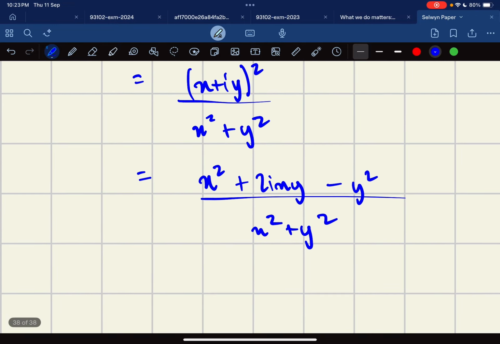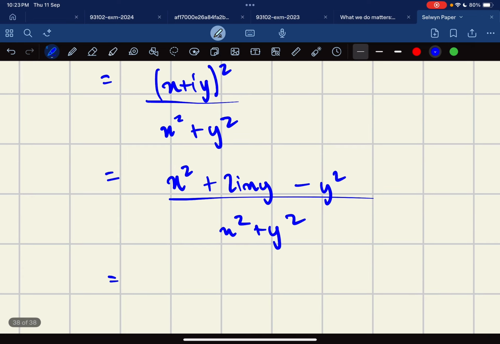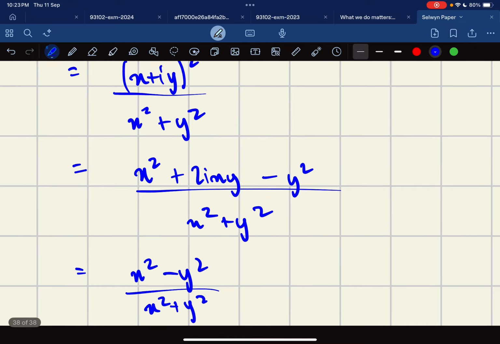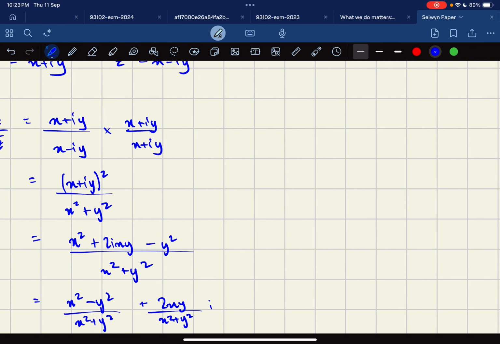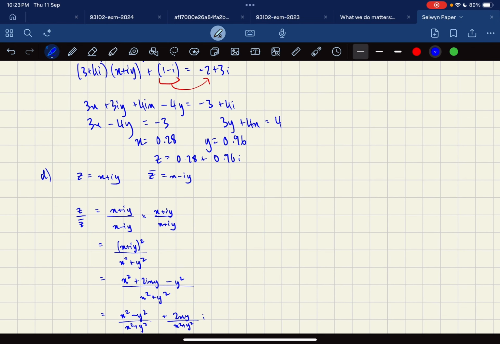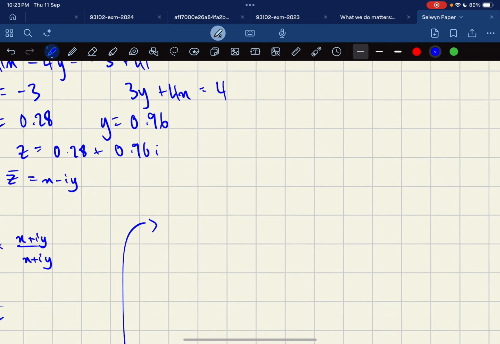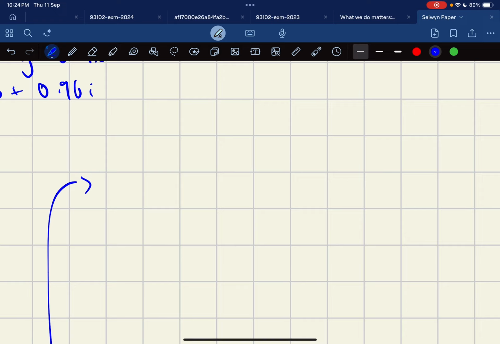So in rectangular form, you separate it into its real and imaginary components. Its real component is x squared minus y squared over x squared plus y squared, and the imaginary part is 2xy over x squared plus y squared times i. So that is the rectangular form. Then we can convert this into polar form, where z over z prime is equal to r cis theta.